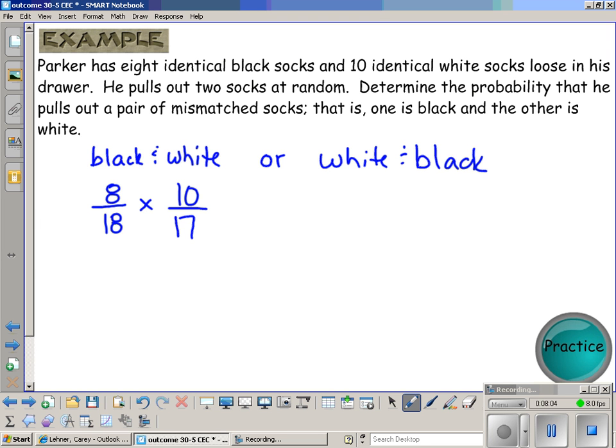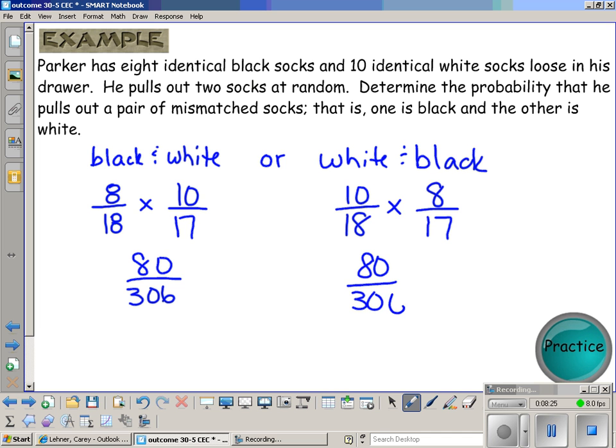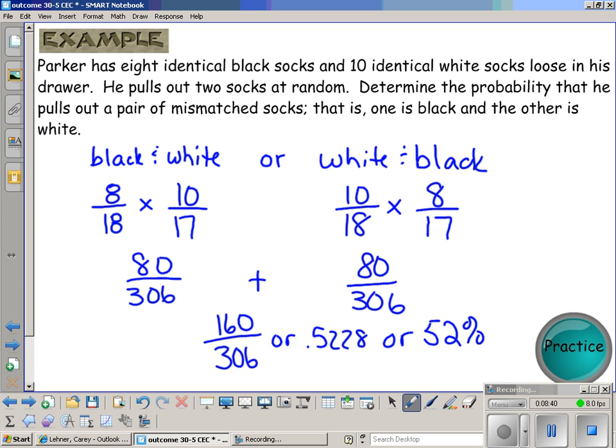Now, if we look at this other option, if he first pulls out a white, there are 10 white and we had 18 socks to choose from. We pulled out a white, there's only 17 socks left, and there are 8 black ones. So we consider these probabilities, so 80 out of 306, 80 out of 306. Because both of these could occur, we add our probabilities together. So you get 160 out of 306, or you could write it as 0.5228, or a 52% chance of this occurring.